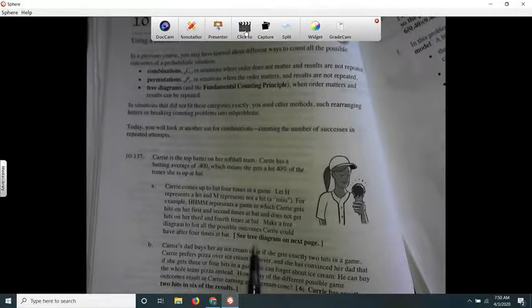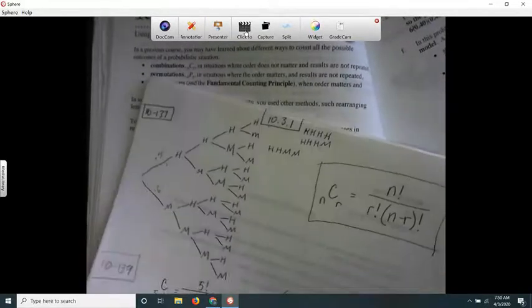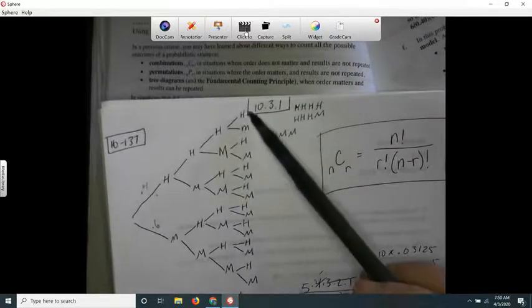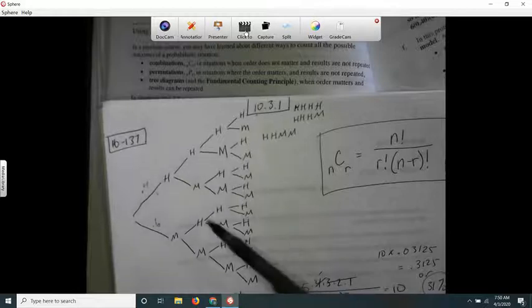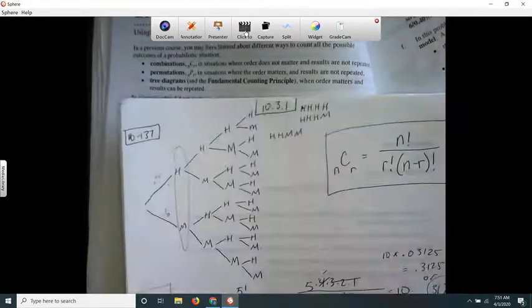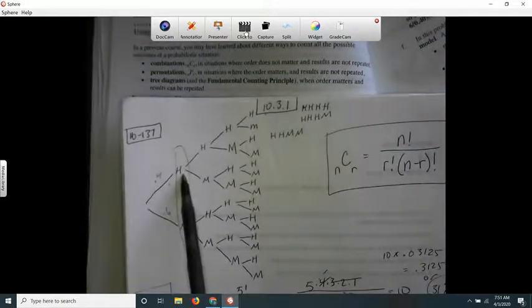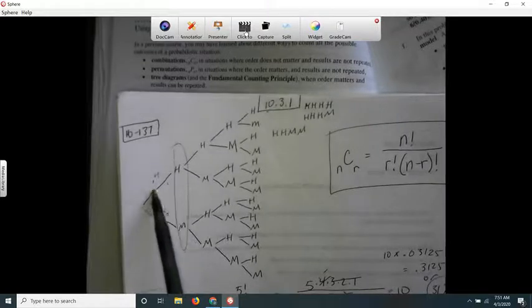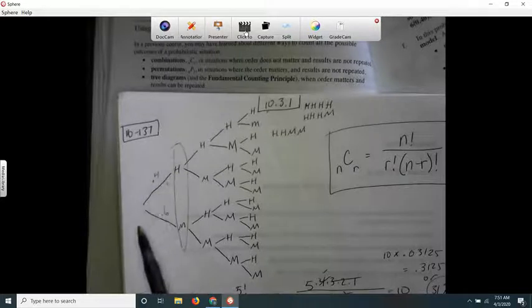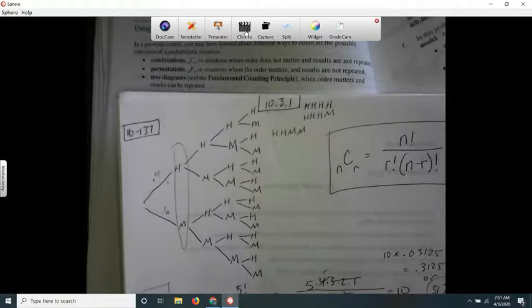So I started making my tree diagram, and I don't know if you guys have made tree diagrams before, but if you're not careful, it gets a little out of hand and it gets a little messy. But it would look kind of like this: hit, miss. This is her first time at bat, and there's probabilities here. Her batting average was 400, so 0.4 is her probability of getting the hit, but 0.6 is the probability of missing. So this is the first time at bat.